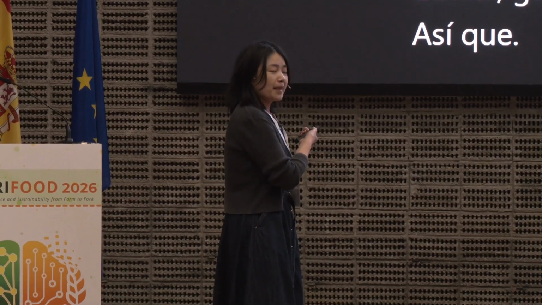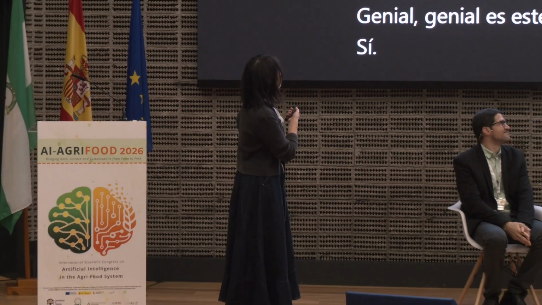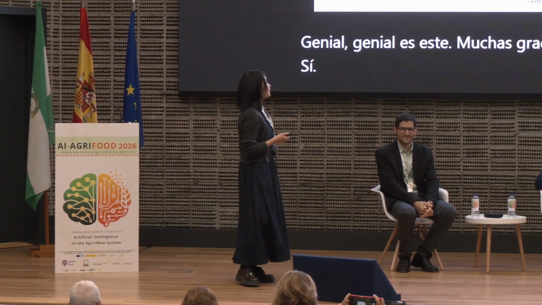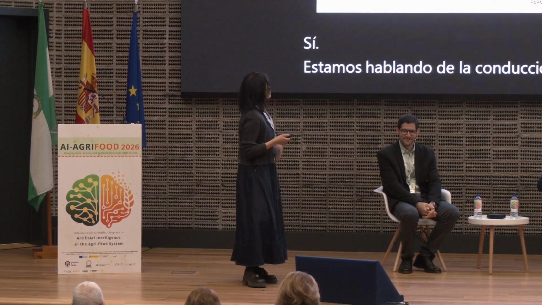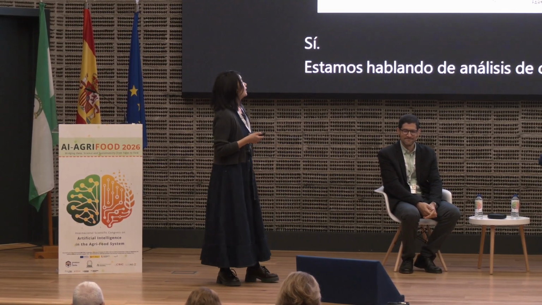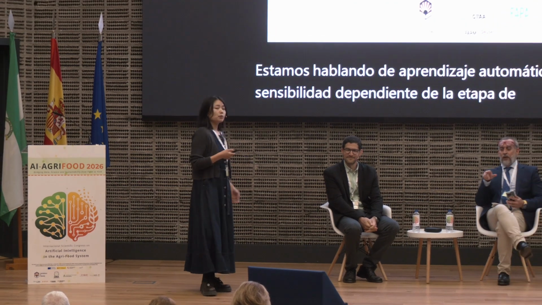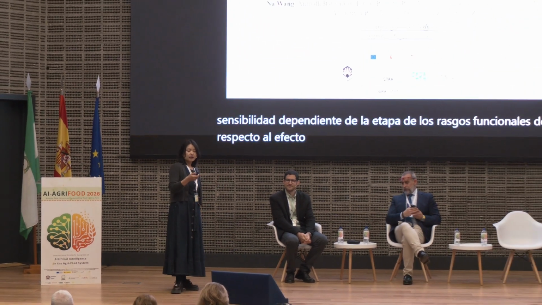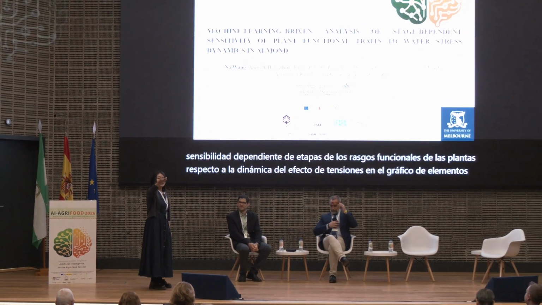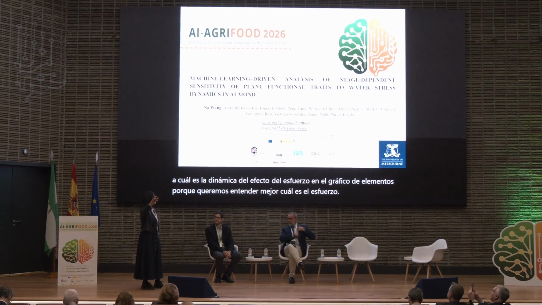So, yes, we are talking about machine learning driven analysis of stage-dependent sensitivity of plant functional traits to water stress effect dynamics in almond orchards, because we want to understand water stress better.